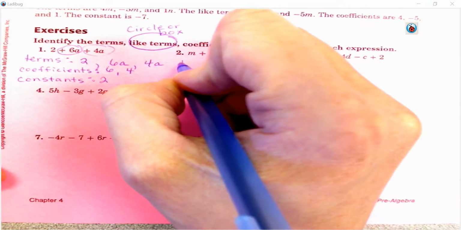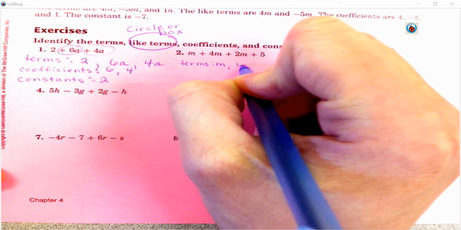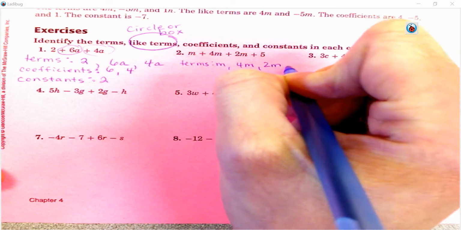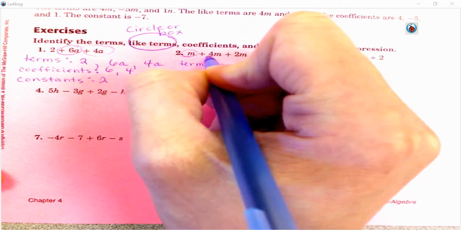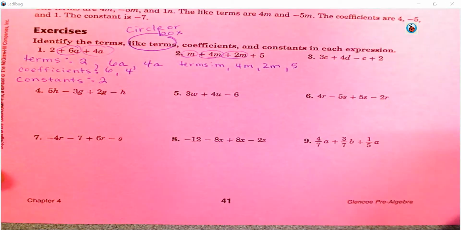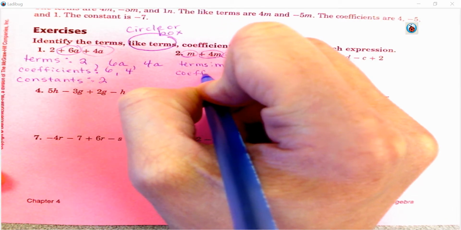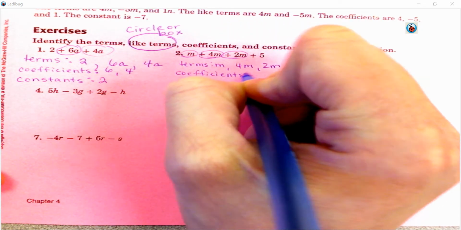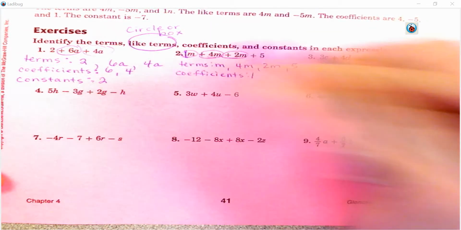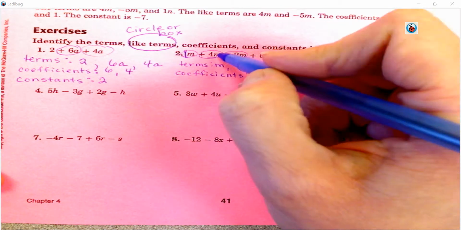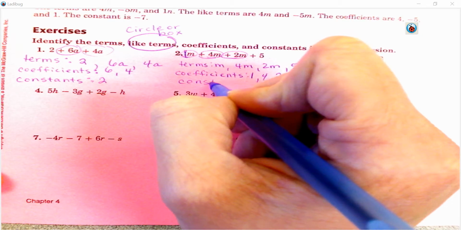Okay, and then again here, terms, I have m, 4m, 2m, and 5. My like terms are m, +4m, +2m. My coefficients are 1 here, for this is a 1m, a 4, and a 2. 5 is not. 5 is a constant.